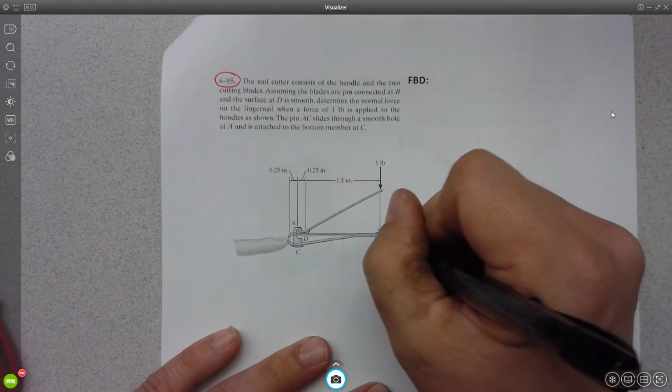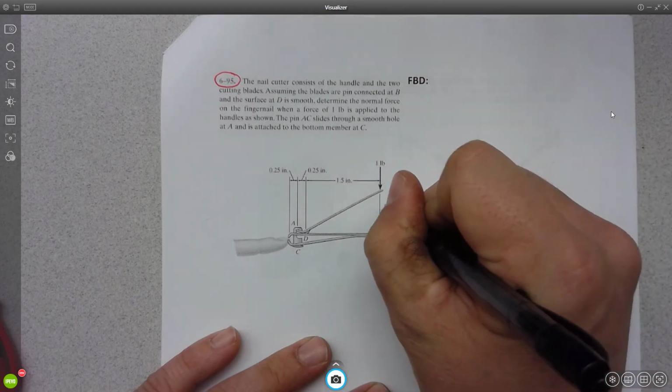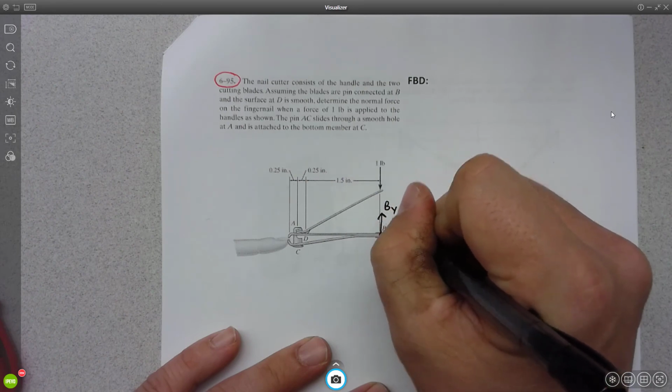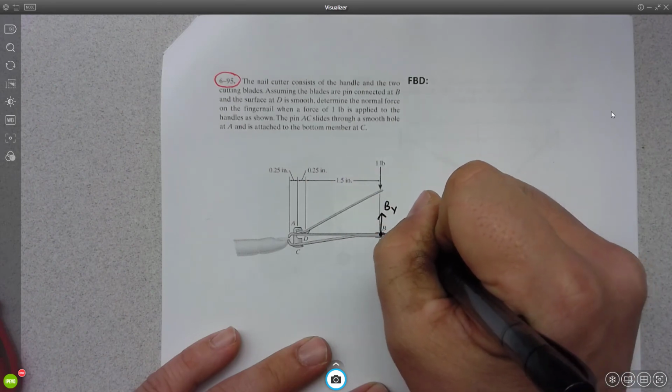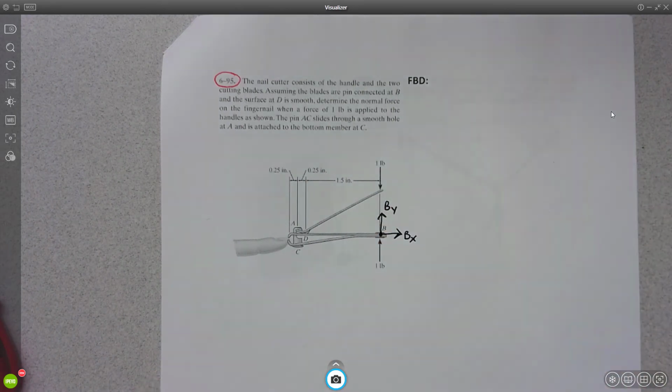They don't move, and vertical and horizontal reaction. Okay. And the surface at D is smooth. What does that tell us? It can slide, no friction. That tells us something about the force that's happening there.